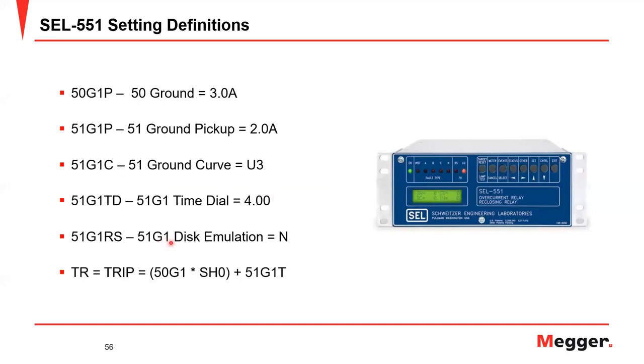Unlike the sample that I showed you earlier, dissimulation is now turned off so we can have higher speed reclosing. And the trip equation, I've really taken it down to the very basics. We have the logic for 50G1, that's your instantaneous ground. As long as the relay is reset and the shot counter equals 0, we have high speed tripping, or we always have time overcurrent tripping, 51 ground time overcurrent tripping.